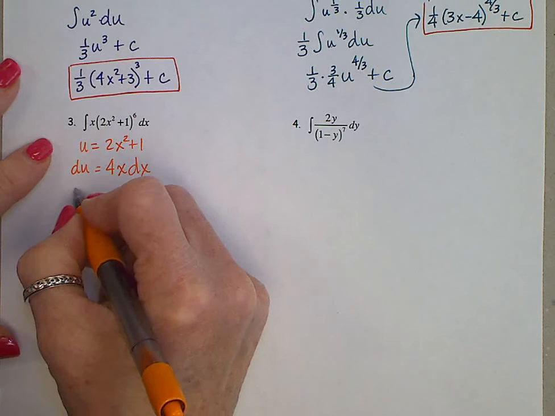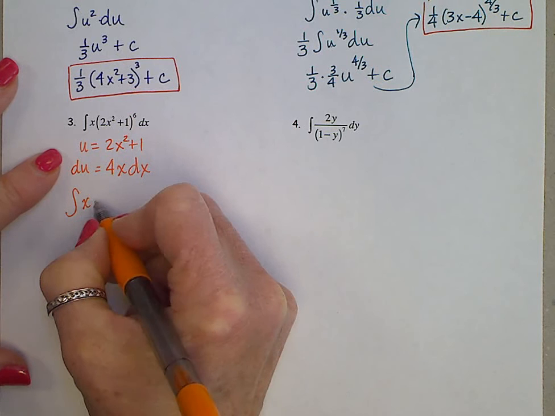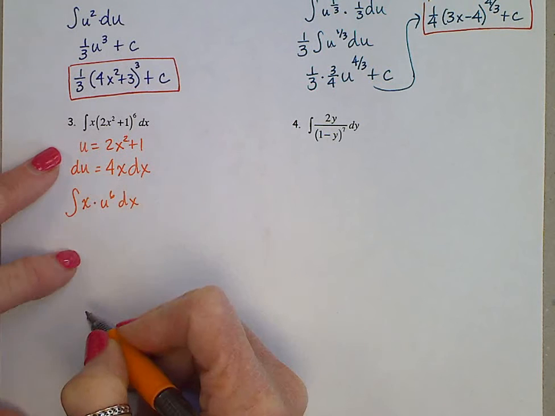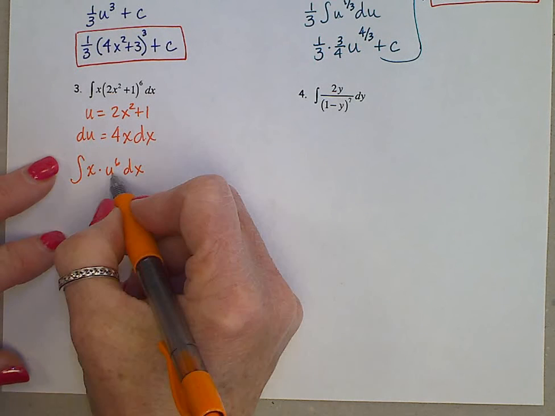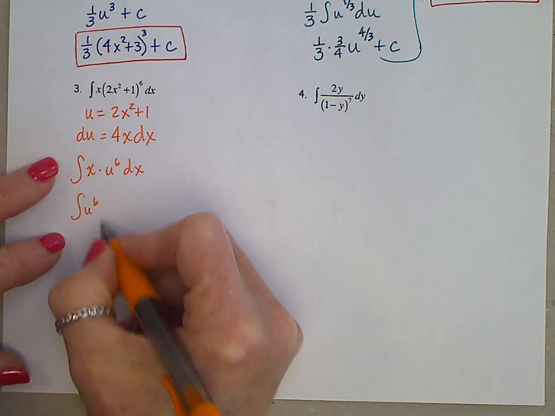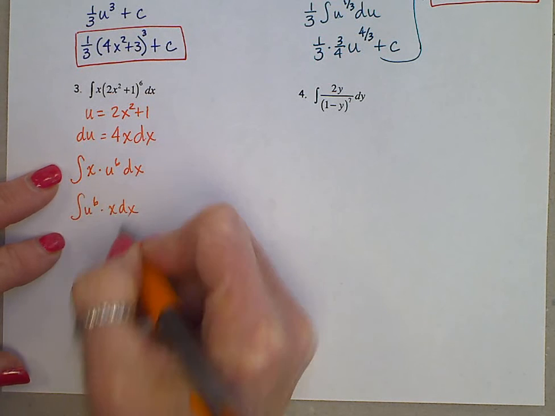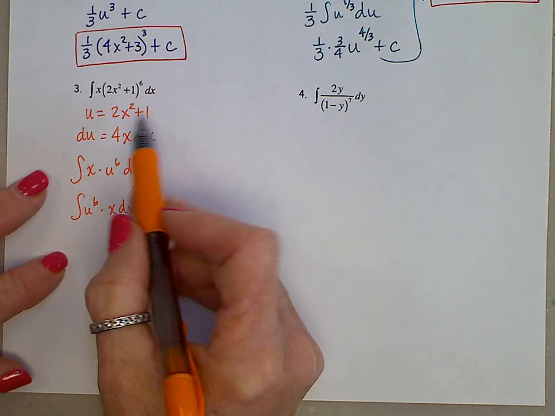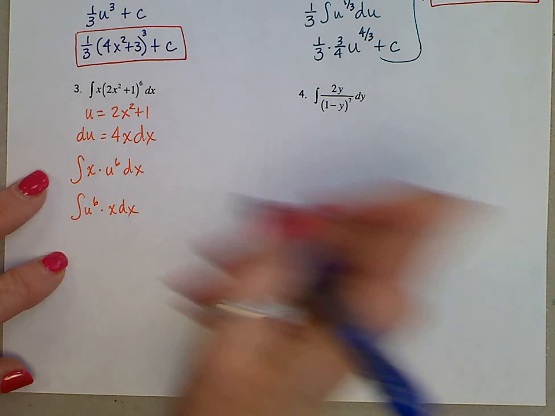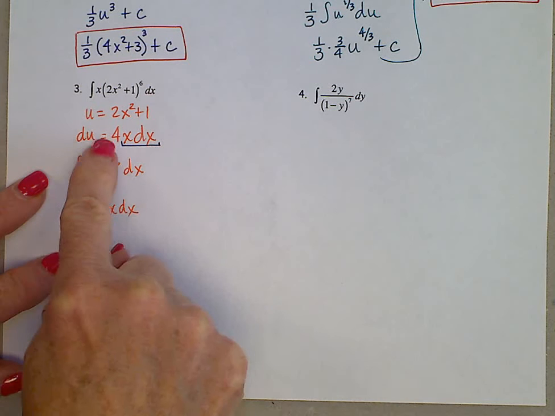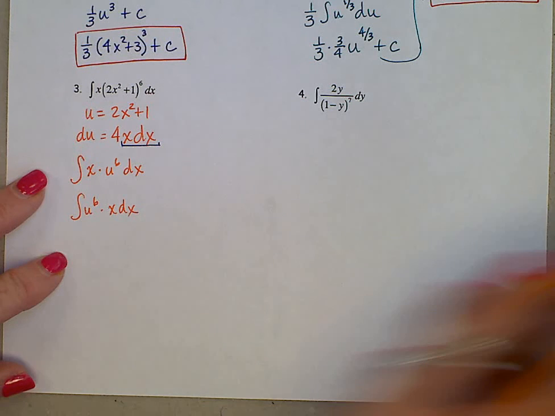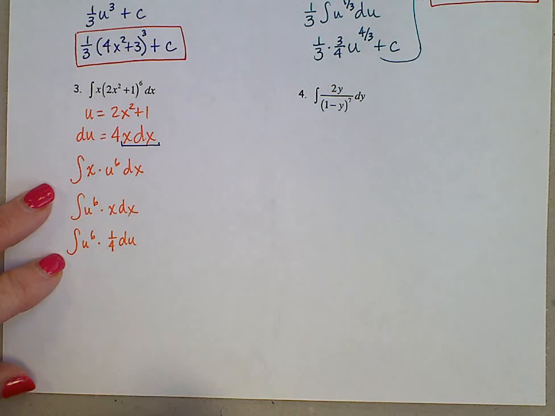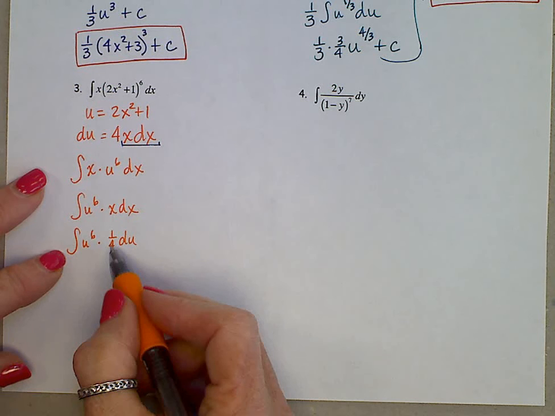Replacing out just the u, we have x times u to the 6th dx. Again, do some rearranging here and pull the u's up front. U to the 6th times x dx. And we'll need to replace out that x dx. And x dx, oh, right there is x dx. And that's got to be 1/4 du. U to the 6th times, here's a 1/4 du. And let's pull this constant multiple 1/4 out front.